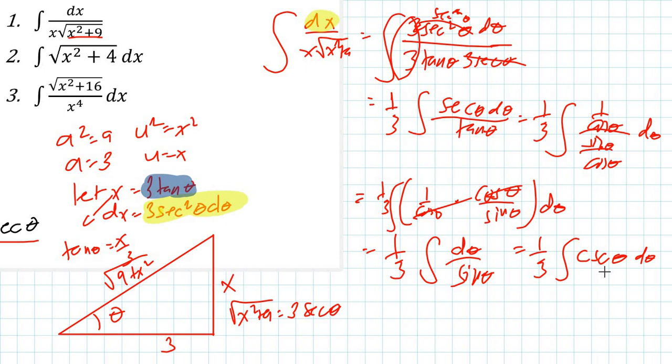Therefore, the last thing to do is to integrate cosecant theta. It's one of the integration rules that 1/3 times the integral of cosecant theta would then be equal to ln of the absolute value of x squared plus 9.